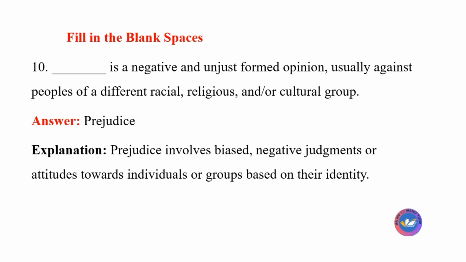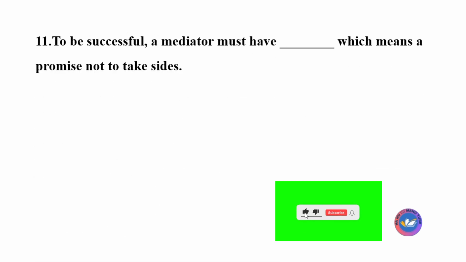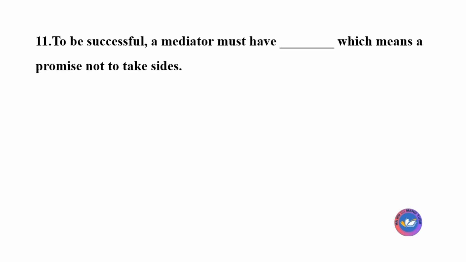Question number 11. To be successful, a mediator must have dash, which means a promise not to take sides. The answer is neutrality. Neutrality ensures that the mediator does not favor any party and facilitates a fair resolution process.